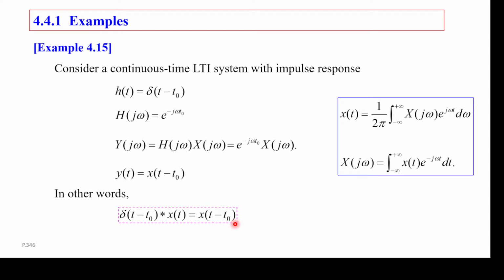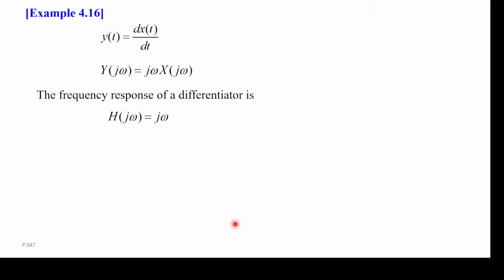So this is a very easy example. And the next example is a bit of a singular system. But anyway, we also see that y of t equal to dx dt is also LTI. So the output is just the derivative of the input.